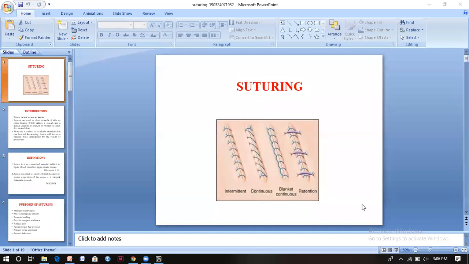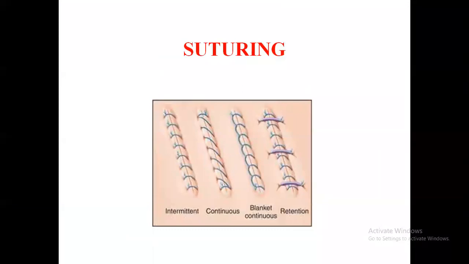So today's topic is suturing. What do you know about suturing? Can anyone tell me? What is suturing? Ma'am, stitching of open wound. Yes, stitching of wounds. I think I have done this topic before. Ma'am, we had a seminar on this topic. Okay, so there was a seminar.